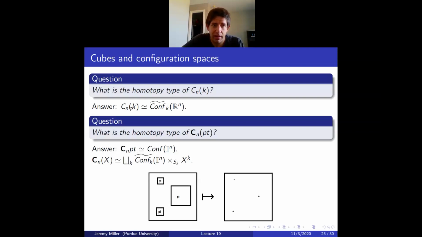Here these two Ks were equal, but there's no K here. We're just unioning over all. So this cubes monad applied to a point is going to be equivalent to the unordered configuration space of points in I. And when I don't have a subscript, I mean the union over all numbers of points. Any questions?